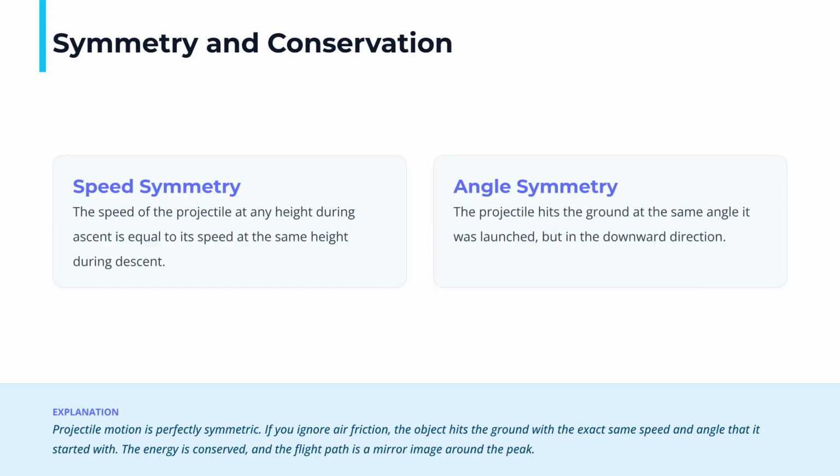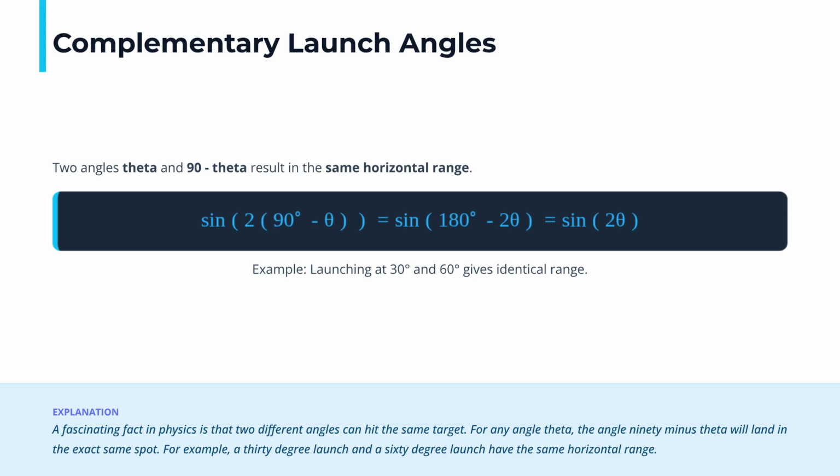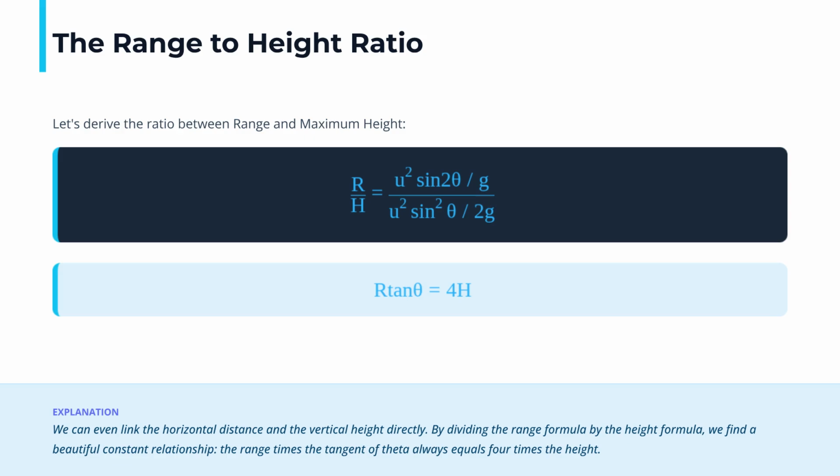Projectile motion is perfectly symmetric. The object hits the ground with the exact same speed and angle that it started with, confirming energy is conserved. A fascinating fact is that two complementary angles, theta and 90 minus theta, result in the same horizontal range, for example, 30 degrees and 60 degrees. We can link the horizontal distance and the vertical height directly. The range times the tangent of theta always equals 4 times the height.